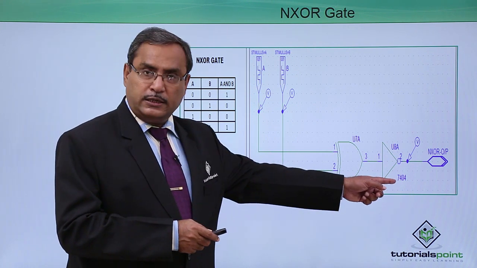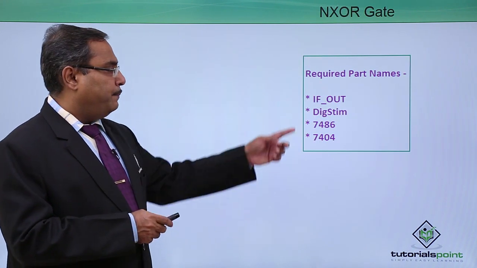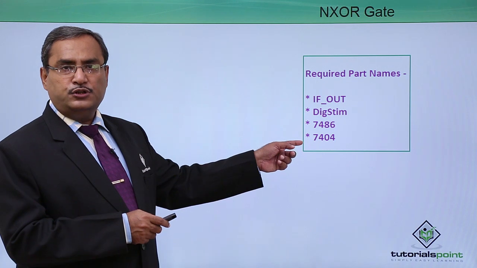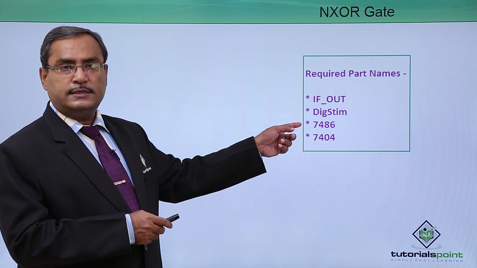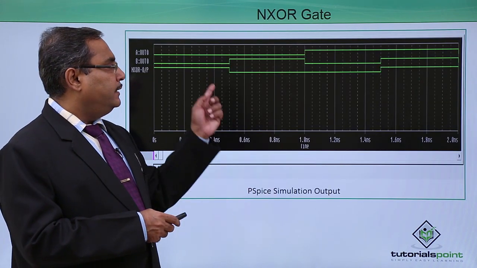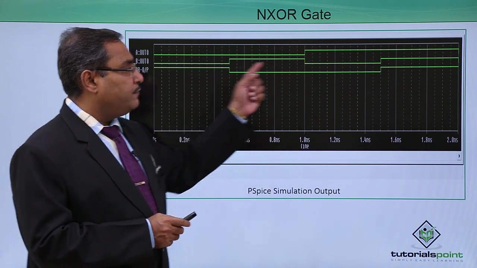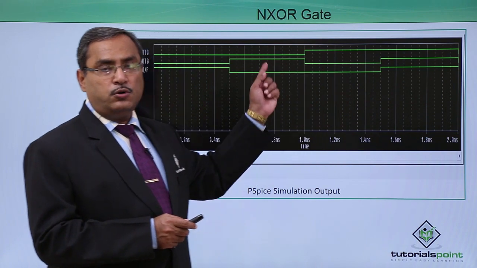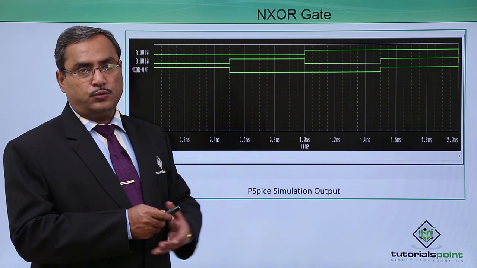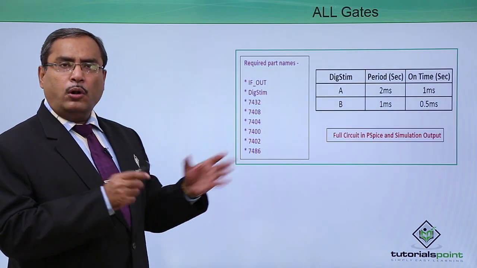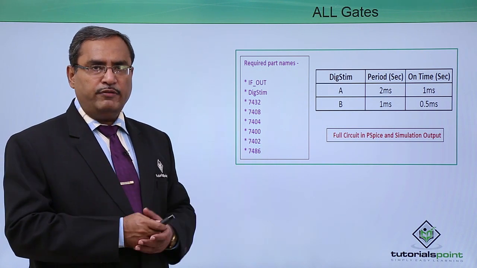So this is the respective circuit diagram we have made, and the parts list we have shown. 7404 is the NOT gate, 7486 is the XOR gate IC, and this is the respective simulation output. So for 0 0 output will be high, for 1 1 output will be high, for 0 1 and 1 0 output will be low. We have shown that one. So let us go for all the gates in one shot, in one view.